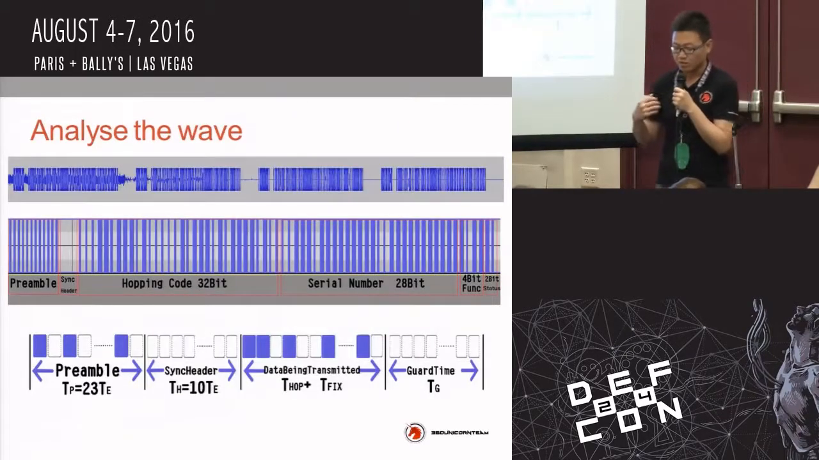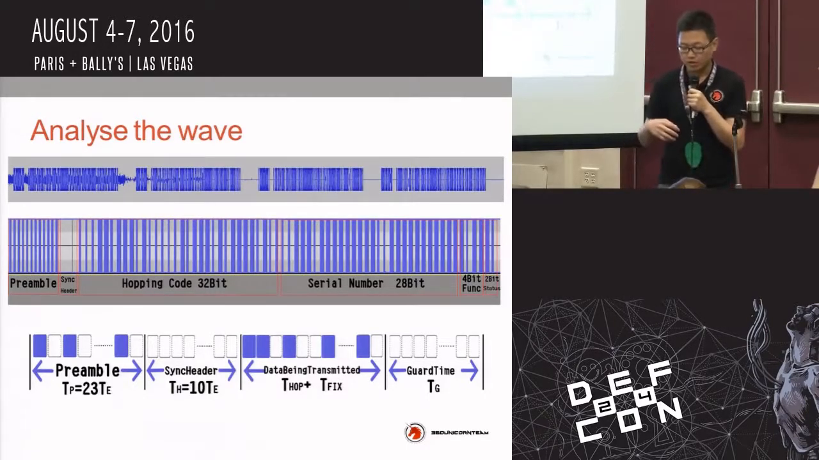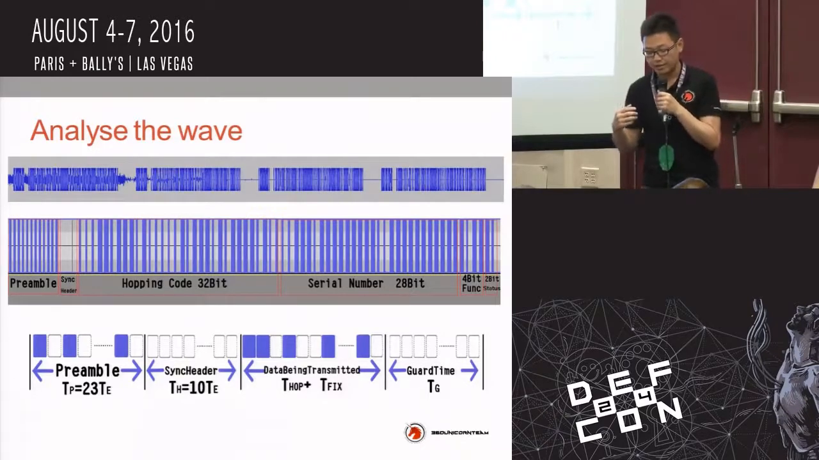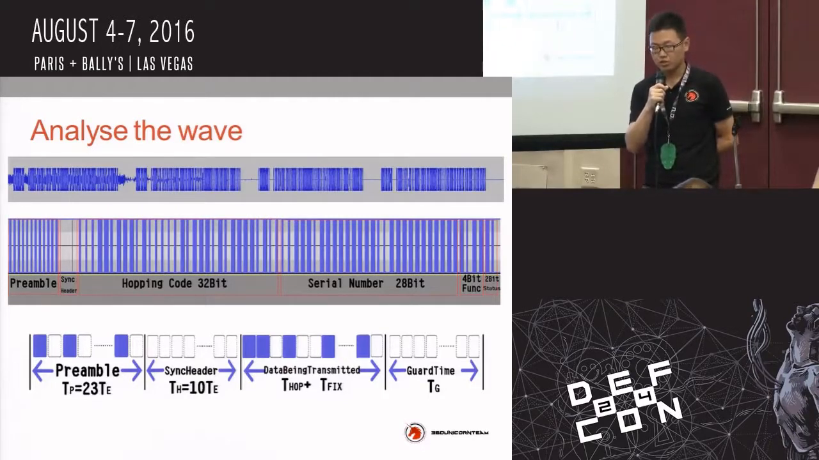So we capture the signal 4 times. When we analyze the wave, we find the modulation is ASK. First we will introduce the preamble. The preamble is used to tell the car that there is a signal coming, so you have to be ready for the signal.